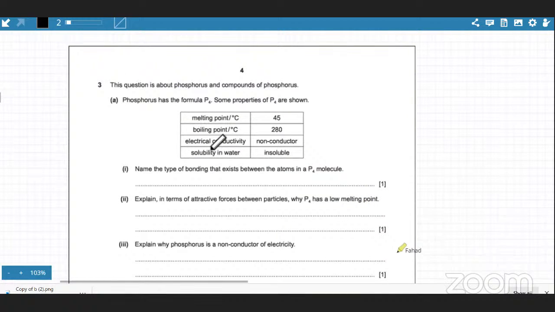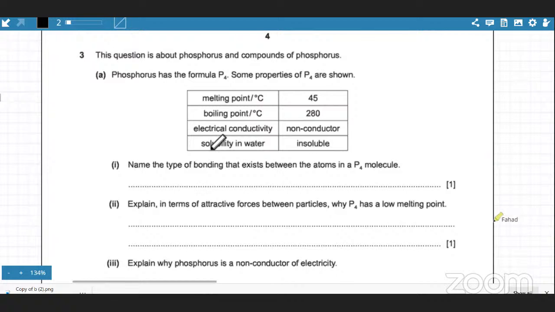Now, question number 3 is about phosphorus and compounds of phosphorus. Phosphorus has the formula P4. Some properties of P4 are shown. So the melting and boiling points are really not very high. It's a non-conductor and it's insoluble. Name the type of bonding that exists between the atoms in a P4 molecule. So based on these properties, it's going to be a simple covalent molecule.